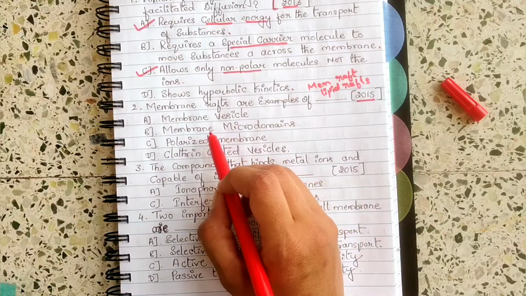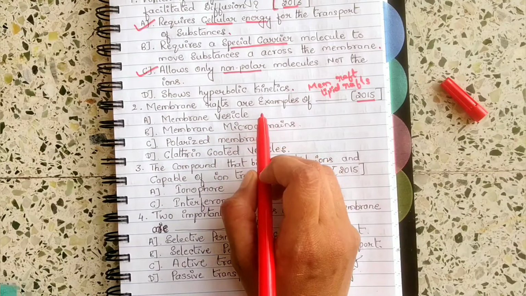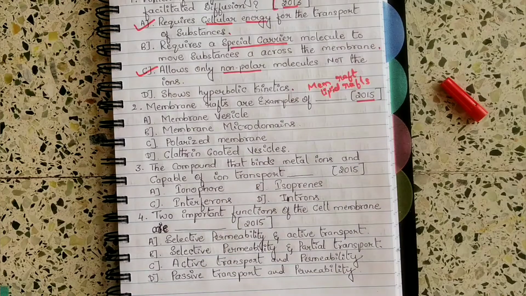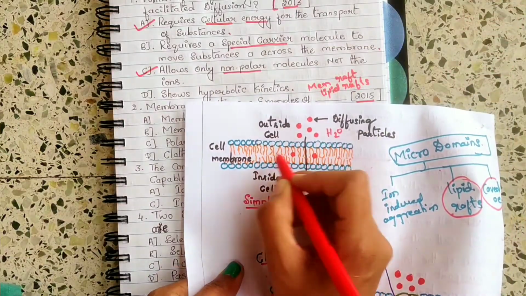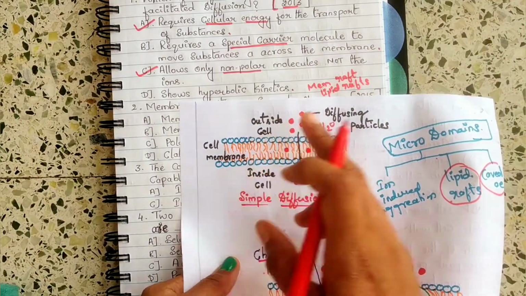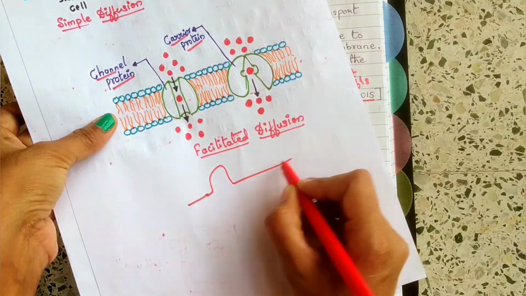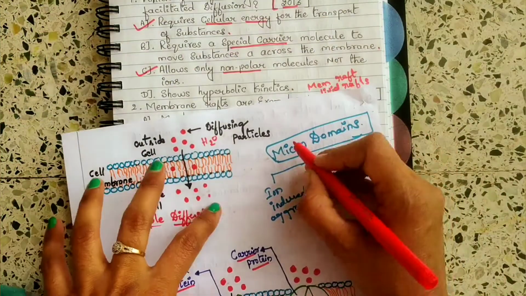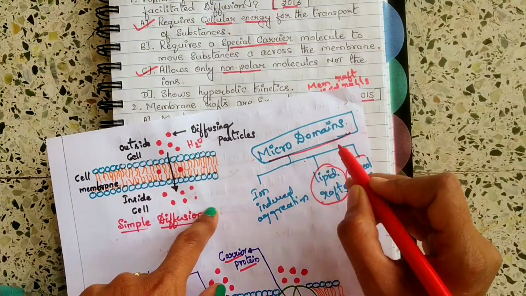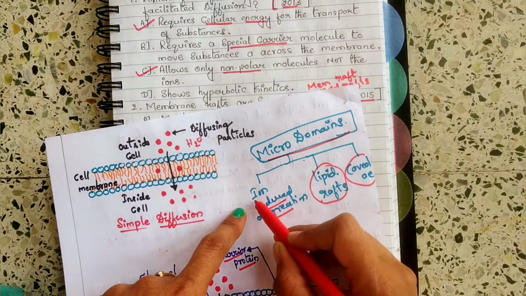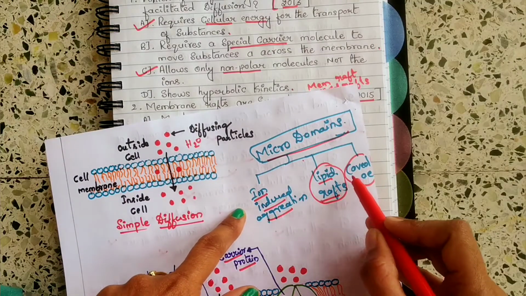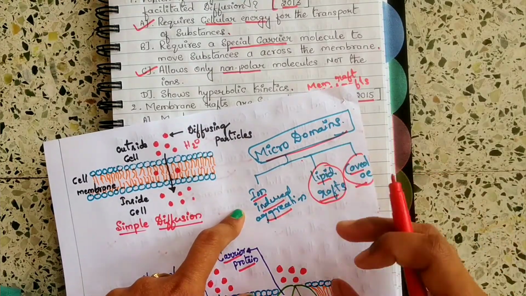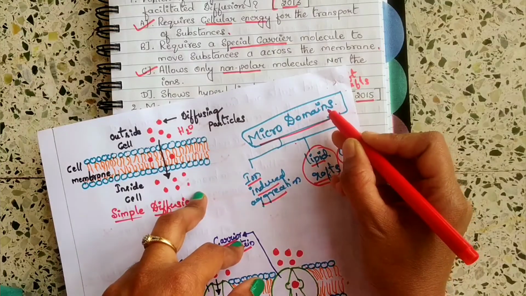Here they are asking for an example of membrane rafts. Before that, let us know what these lipid rafts, or membrane rafts, are. This bilayer is not homogeneous, and it shows some localized variations, which are called microdomains. These microdomains are again divided into ion-induced aggregations, called lipid rafts and caveolae. These are nothing but localized variations, which we call microdomains, and they are divided like this.